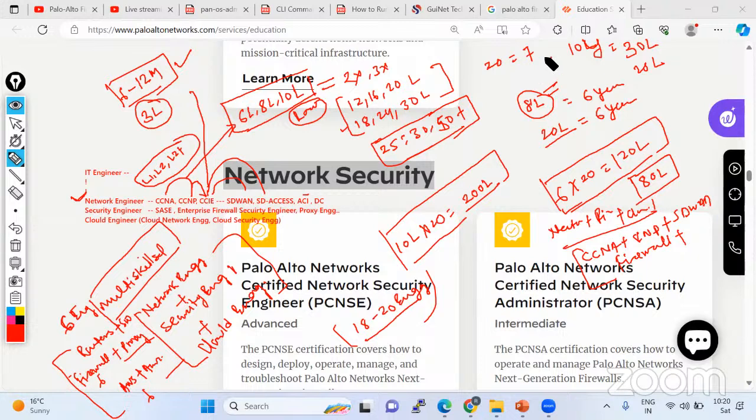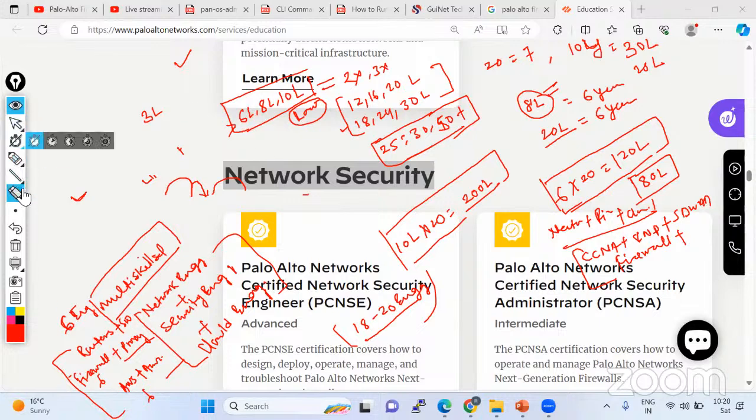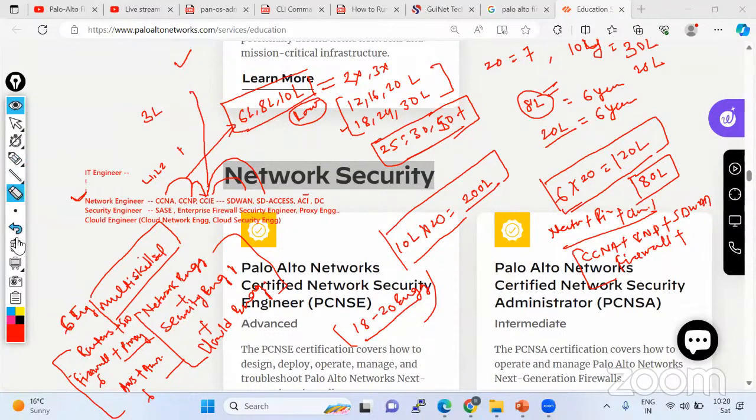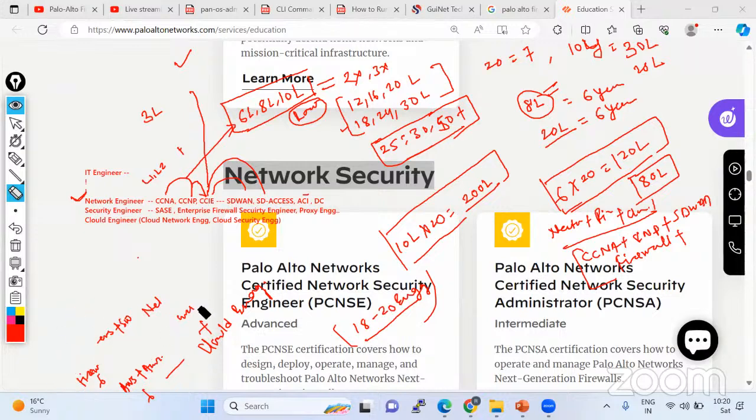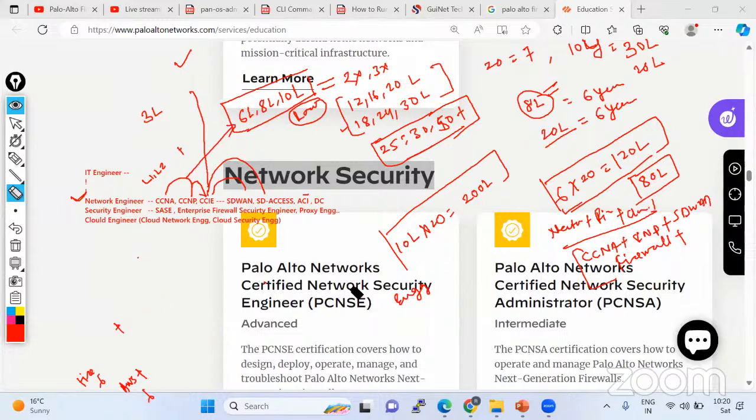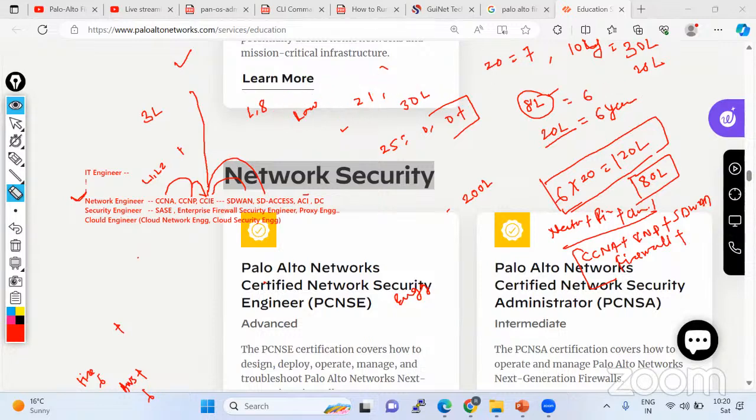So that's why, long story short, my recommendation is, even if you have done the CCNA or CCNP, it's good. You can stay with the CCNA and CCNP. There's no problem.